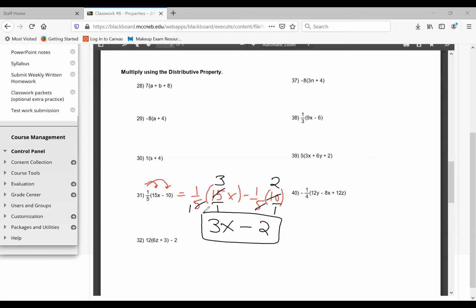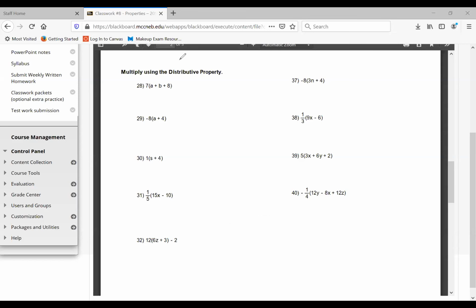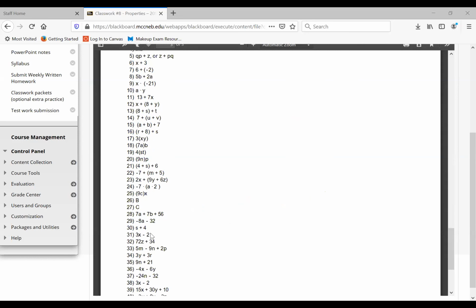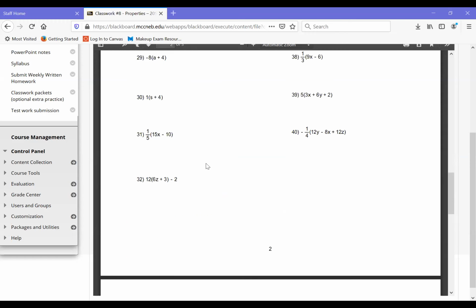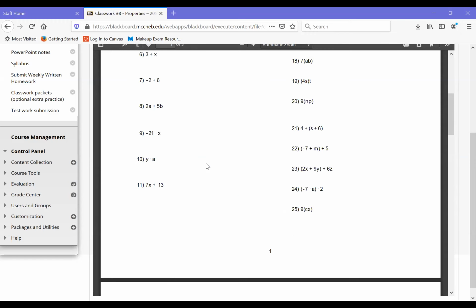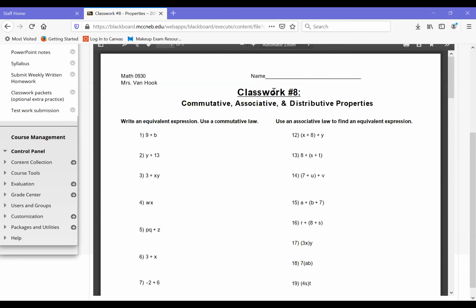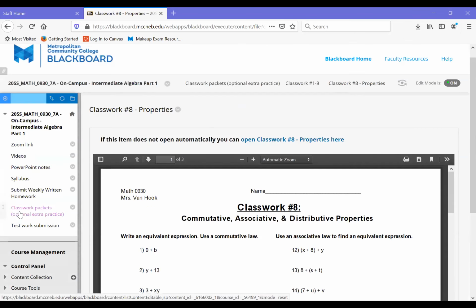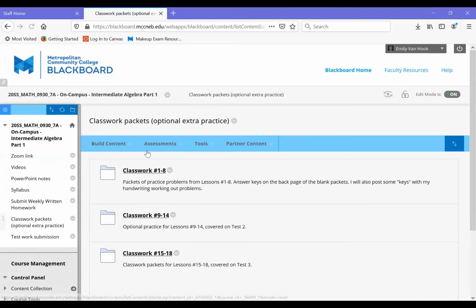That was number 31 in the classwork, the optional classwork. And you can see I can check my answer by scrolling down and checking. There's number 31 right here. 3x minus 2 was the answer. All right, so those problems are there for you. I have the answer key at the end, as you saw, but for a couple of lessons, I did make a fully worked out answer key. So I'm going back to the classwork packets right now.